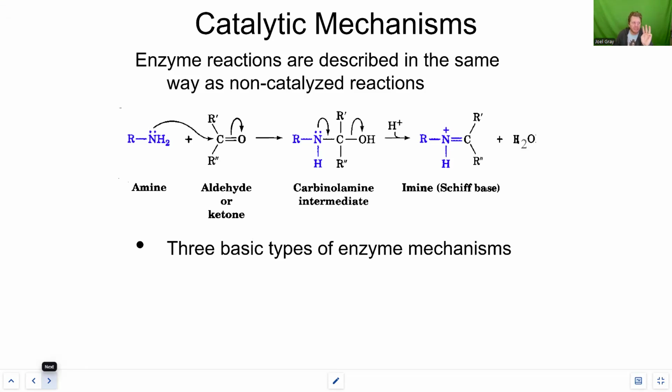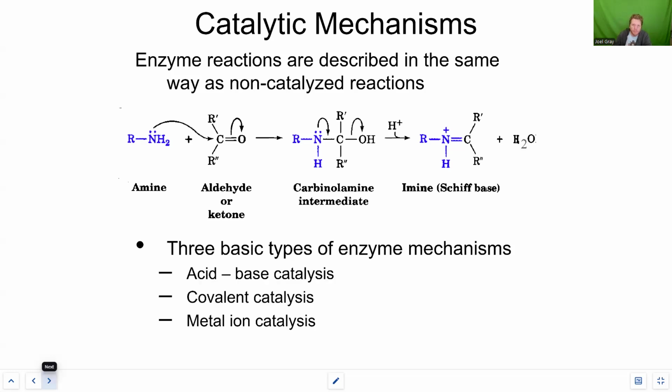Now, there are three basic enzyme mechanisms. This is also something that I think is a fantastic change from organic to biochemistry. You've got three options, and those three options are acid-base catalysis, covalent catalysis, and metal ion catalysis. Almost everything that we look at in terms of an enzyme mechanism is going to predominantly be classified by one of those categories, or it's going to have a little bit of each one of them.